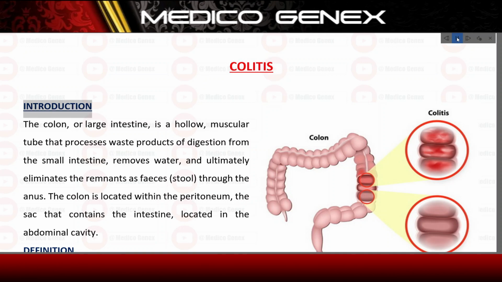Colitis. Introduction. The colon, or large intestine, is a hollow, muscular tube that processes waste products of digestion from the small intestine, removes water, and ultimately eliminates the remnants as faeces, stool, through the anus. The colon is located within the peritoneum, the sac that contains the intestine, located in the abdominal cavity.